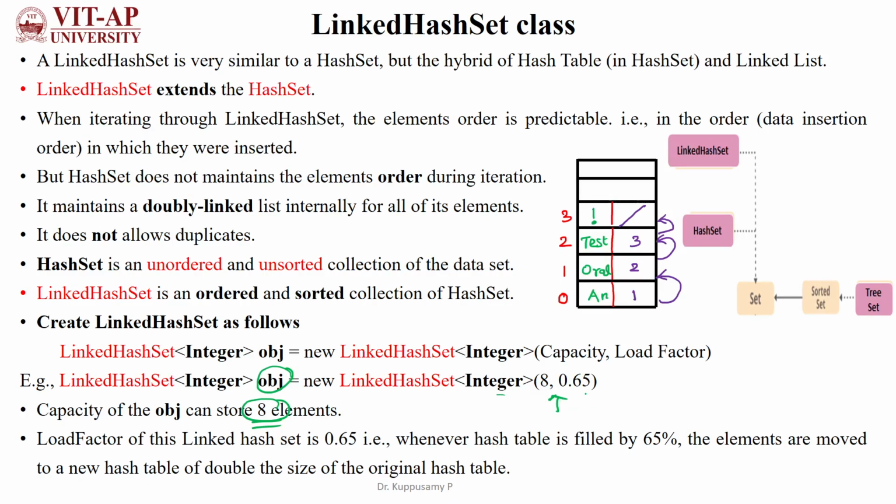But when you are filling the structure with 65 percentage, at that time itself the second hash table will be created, double the size of the original hash table. A new hash table like the original hash table will be created, and these elements are moved to this newly created hash table. So you will get empty space in the original table, then you can continue the storage of elements. So when you are storing that 65 percentage of elements, automatically double the size of the original table will be created and these elements are transferred into the newly created table.